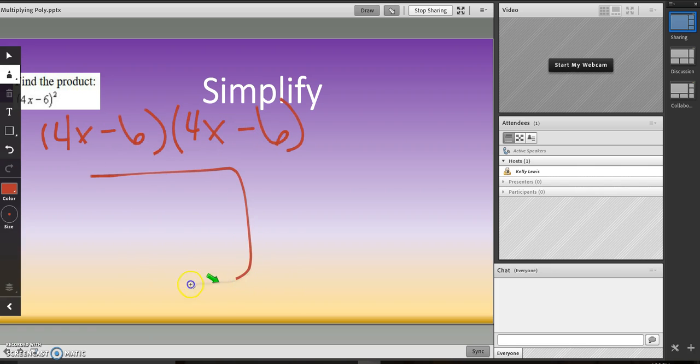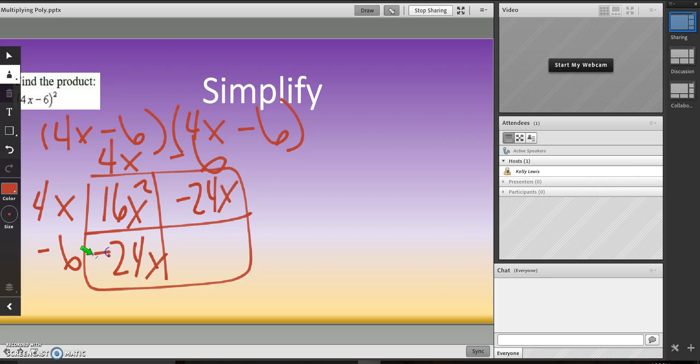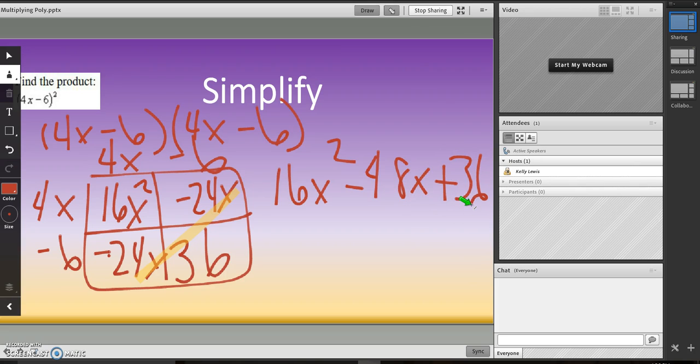All right, this time I'll do the box since I did the FOIL last time. All right, 4 times 4 is 16x squared. 4 times negative 6, negative 24x. 4 times negative 6, negative 24x. Negative 6 times negative 6 is 36. Combine like terms. All right, so we get 16x squared, negative 24 and negative 24 is negative 48x, and then plus 36. So that's our answer.